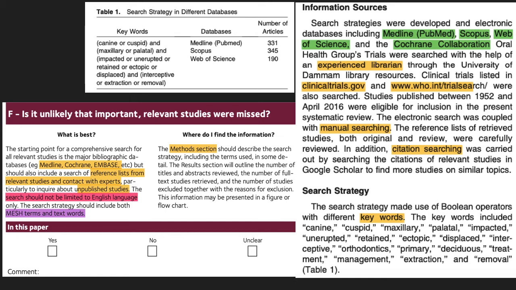Okay, in our paper, the authors searched Medline, PubMed, Scopus, Web of Science, and the Cochrane Collaboration with an experienced librarian, and this is good. They searched ClinicalTrials.gov and WHO for grey literature or unregistered trials. Then they did manual searching in the citation references. The search strategy used keywords, which included canine, cusp, etc. Okay, this is good. Then our answer is yes.